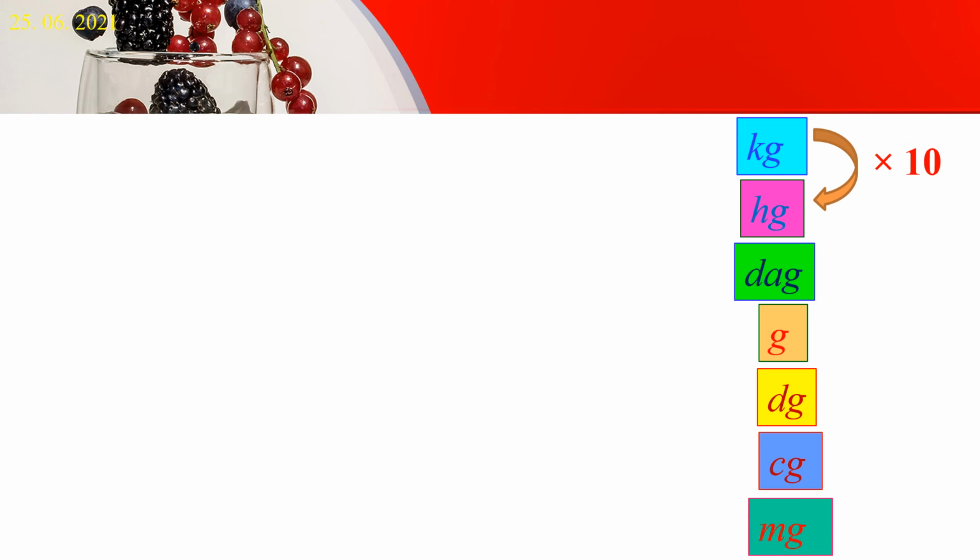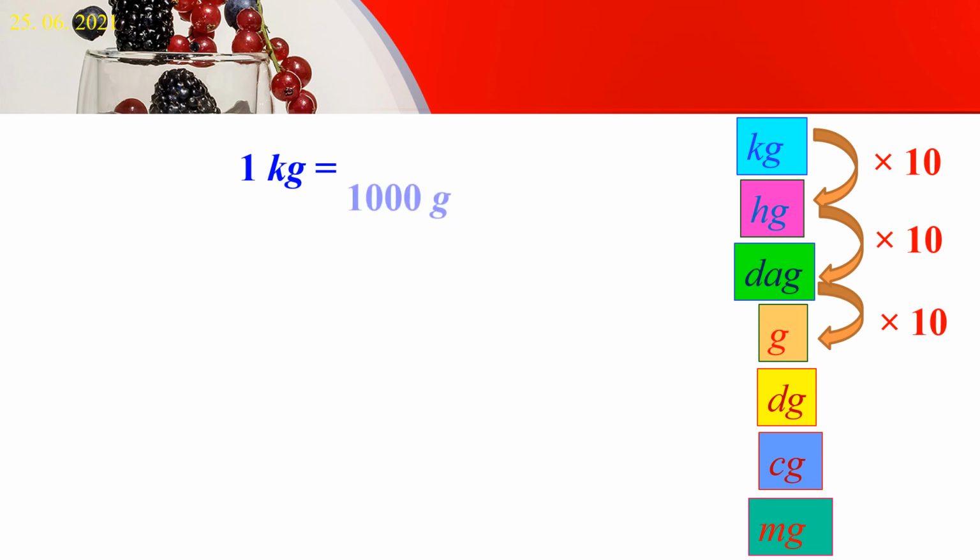For one step I multiplied by 10. On the second step we will be in decagram, so we have to multiply by another 10. On the third step we will be in gram, so we have to multiply another 10. On multiplying 10 into 10 into 10, we get 1000 gram. 1 kg is equal to 1000 gram.